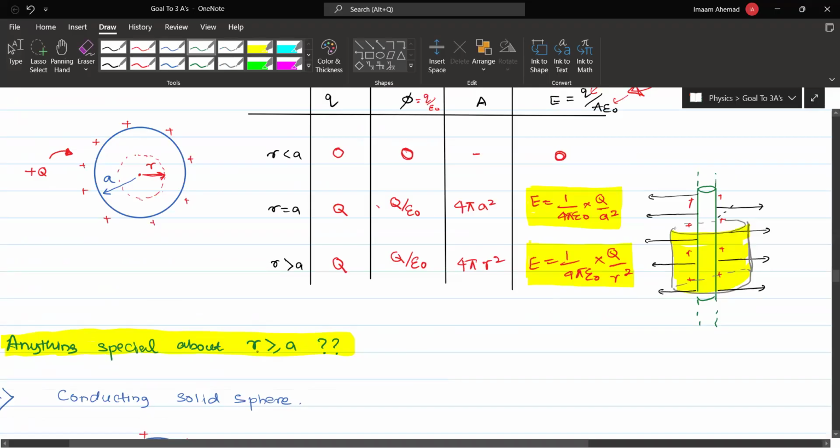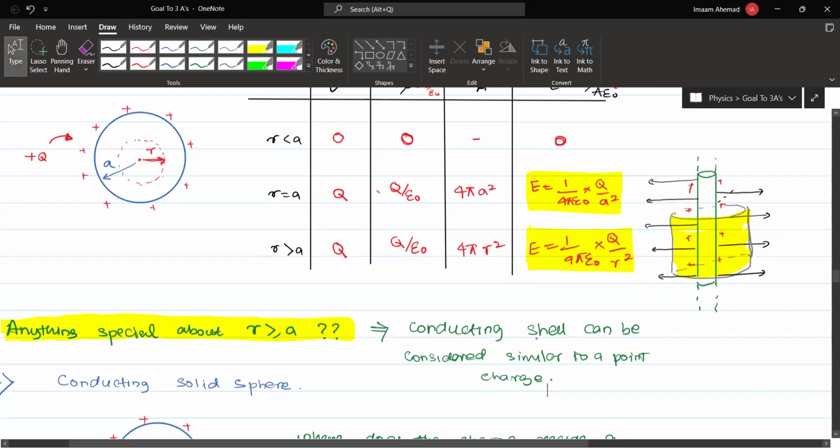And then I say, what we can do is, we can consider for R greater than or equal to A, a conducting shell can be considered similar to a point charge. Do you understand what I'm saying?